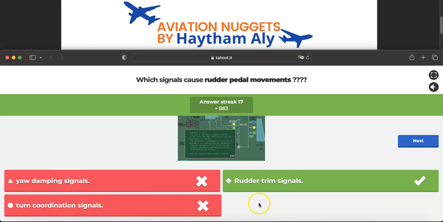In case of turn coordination function, because the rudder may also be used for turn coordination with the aileron, if the turn coordination function by the rudder happens, the rudder pedal will not move. But only if an automatic or manual rudder trim happens from the panel or from the autopilot to compensate, for example, for thrust asymmetry, only in that case will you find that the rudder pedal will move. So again, which signal causes rudder pedal movement? It is the rudder trim signal. Okay, everybody, let's proceed. Next question.